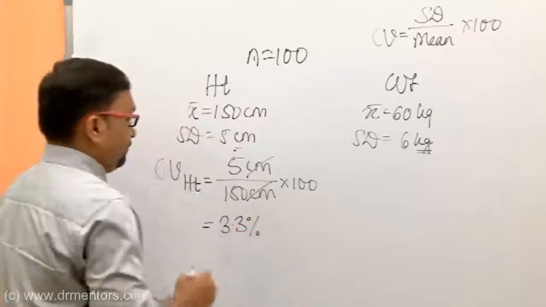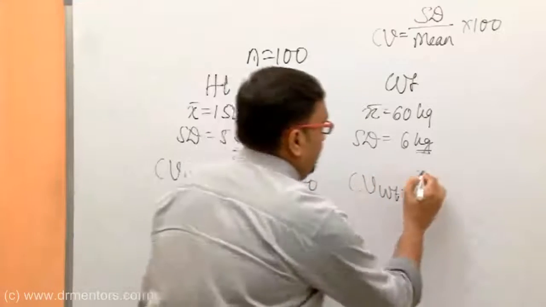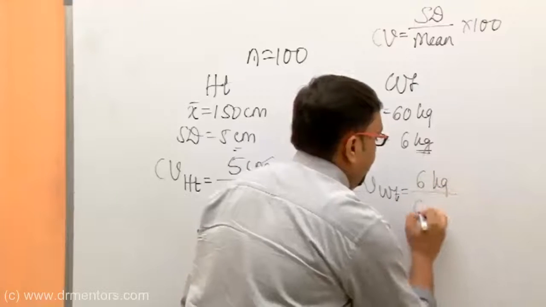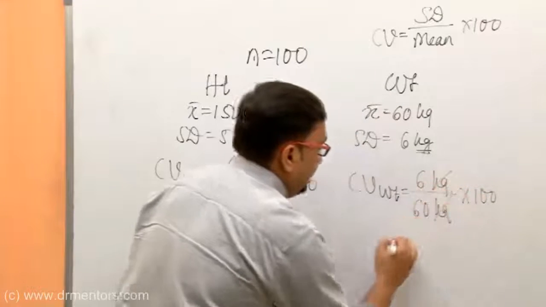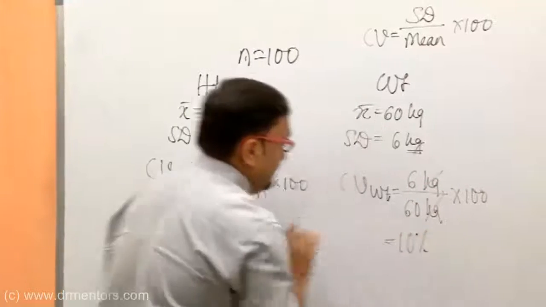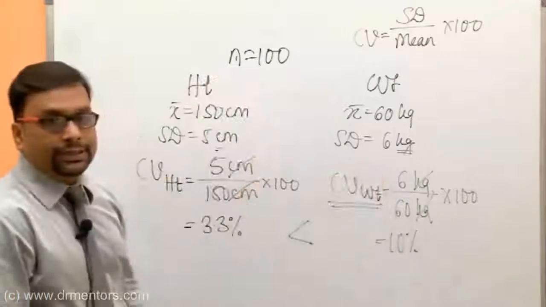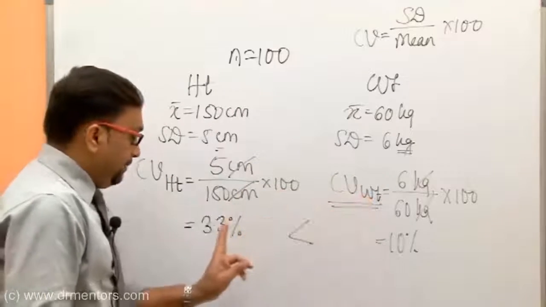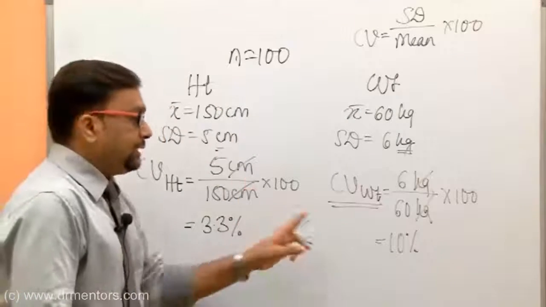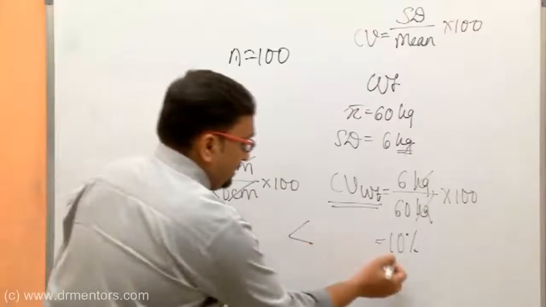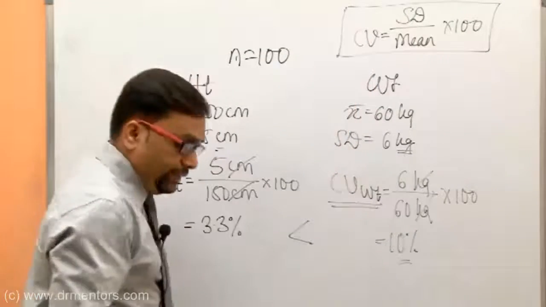3.3%. Similarly, coefficient of variation for weight. Standard deviation in weight upon mean weight into 100. Again units are getting cancelled. Final answer is 10%. So now where variation is more, you can easily say it is more in weight. Now here this comparison is valid because coefficient of variation does not have any unit and both are expressed in percentage. So to make this comparison possible, I have used the concept of coefficient of variation.